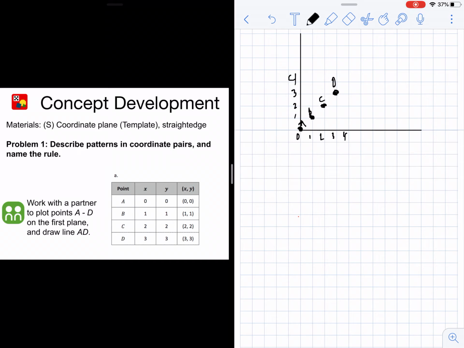And now we're going to draw a line that goes through all of the dots because we're drawing a line AD. So if you see that, that means to draw a line through the dots A through D. So it's going to look something like that. So this is our line AD. And I'll erase that to look a little bit better. Okay, so line AD.